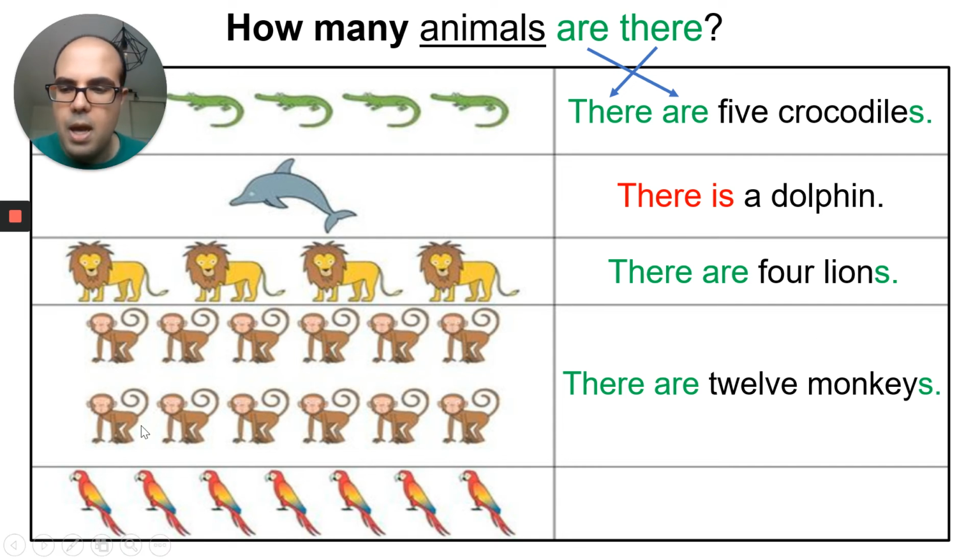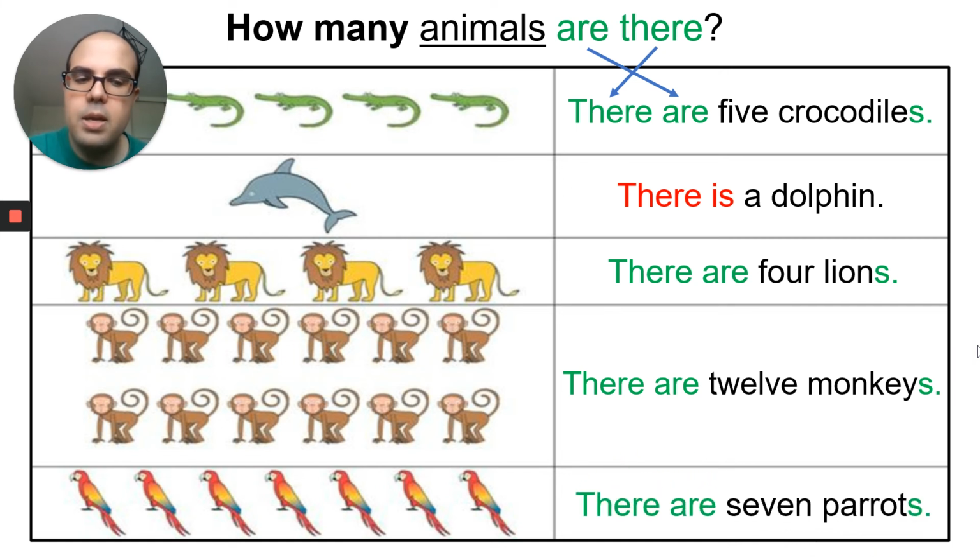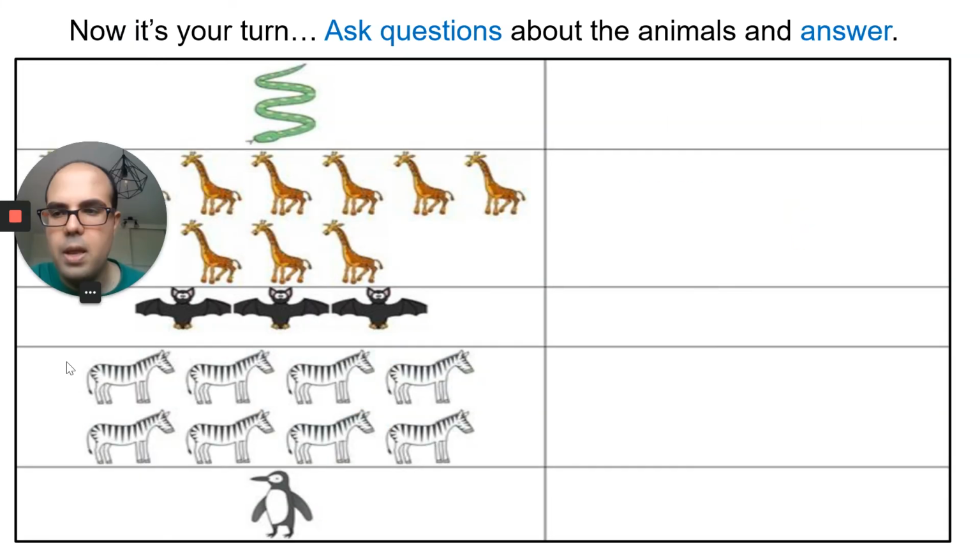Okay, you can count them, but trust me, there are 12 monkeys. Okay, and finally, can you see the parrots? Repeat the question after me. How many parrots are there? Very good. There are 7 parrots. You can repeat. There are 7 parrots. Great. And now, let's go to the last page.